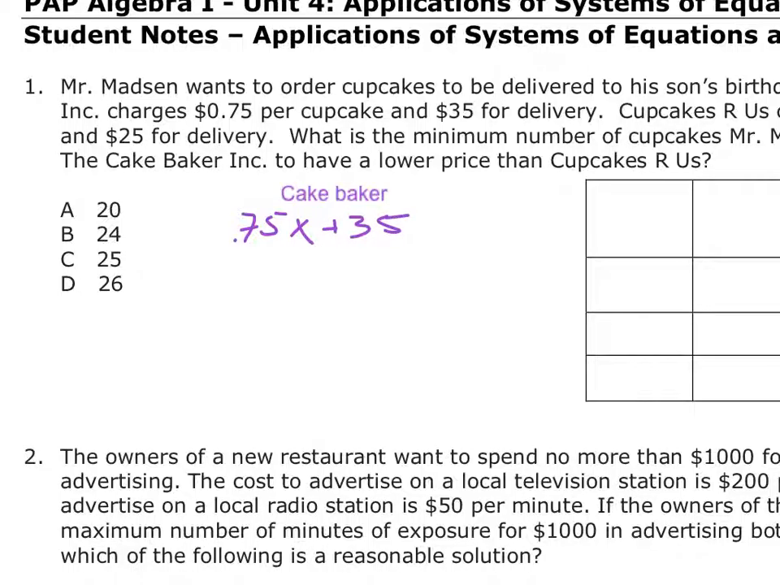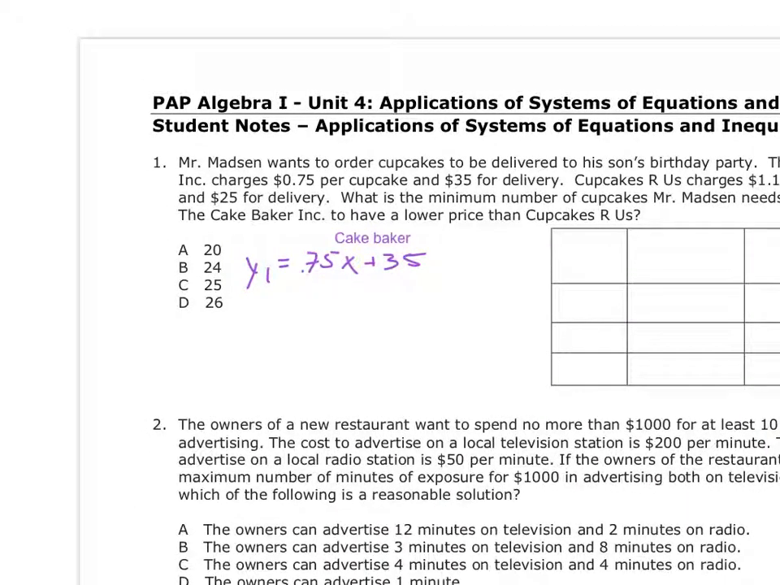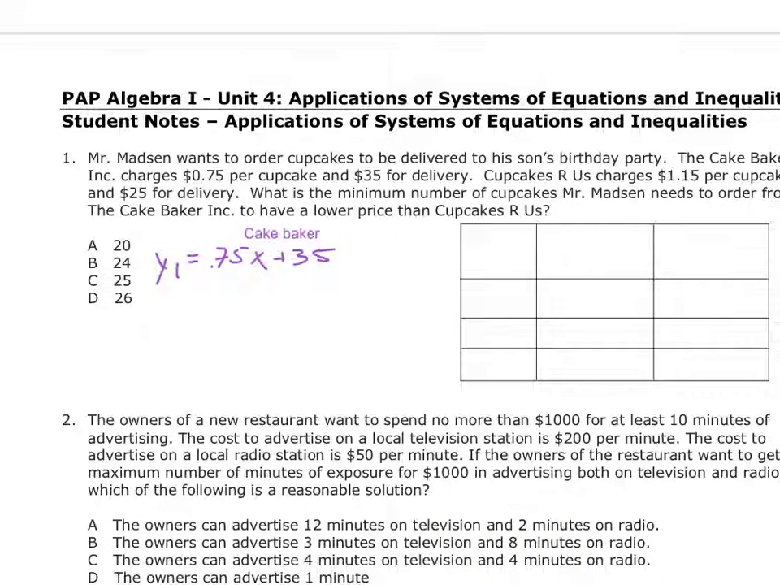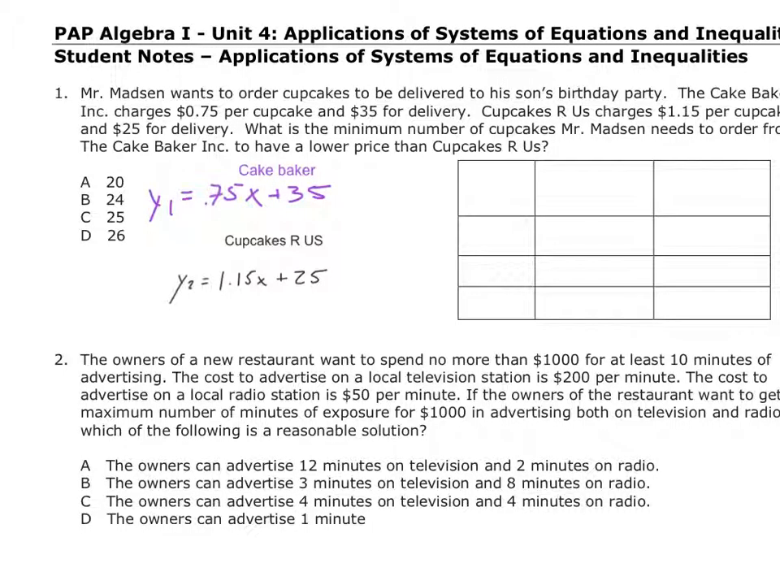And then we're going to call that y1 since we've got two equations. So this one's going to be y1. Obviously, our next one's going to be y2. So for our second equation, we need it to be for Cupcakes R Us, and we know that Cupcakes R Us charges $1.15 per cupcake and then $25 for delivery. So if we wrote that equation, it looks like this. So we've got our two equations here.